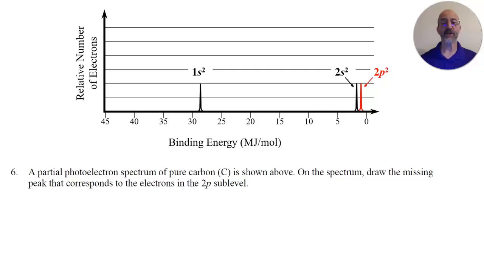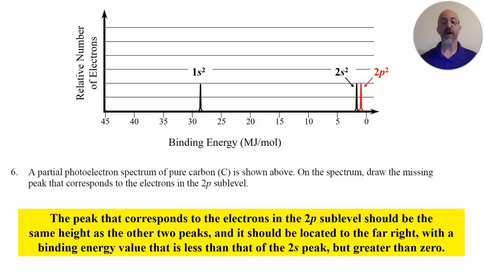And now just a final explanation about the characteristics of that particular peak. So we have 1s2, 2s2, 2p2. This is now the complete photoelectron spectrum of carbon. The peak that corresponds to the electrons in the 2p sublevel should be at the same height as the other 2 peaks because they each contain exactly 2 electrons. And then that peak should be located to the far right with a binding energy value that is less than that of the 2s peak, but obviously greater than 0. Okay, well, hopefully that answer and explanation makes sense.